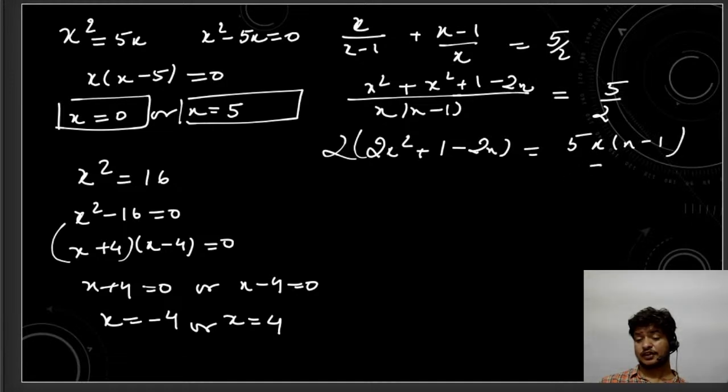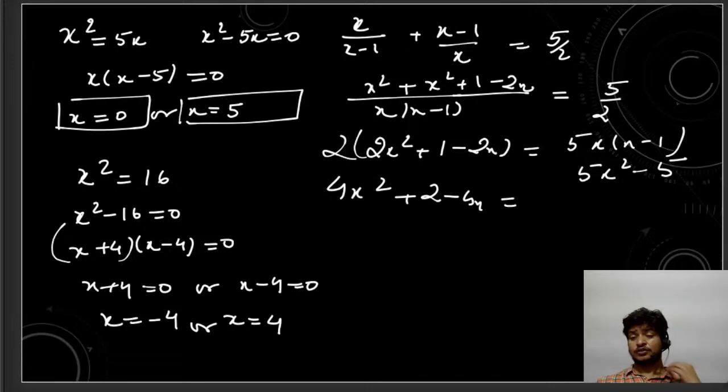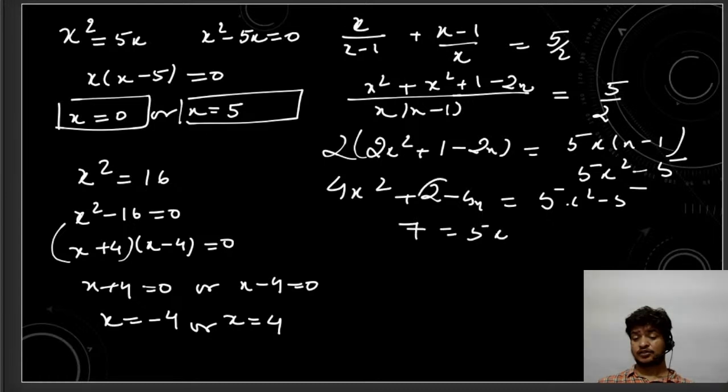Solve karo, you will get the value as 5x square minus 5. Here you will get 2 2s are 4, 4x square plus 2, 2 1s are 2 minus 2 2s are 4, that is equal to 5x square minus 5. You will take all the x values on one side, all the constant values on one side. So 2 plus 5, you will get the value as 7. यहाँ पे मैं लिख देता हूँ 2 और 5. तो इसकी वैल्यू आ गई तुम्हारे पास.